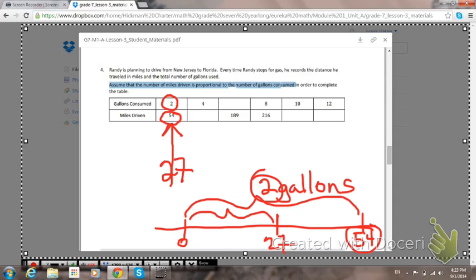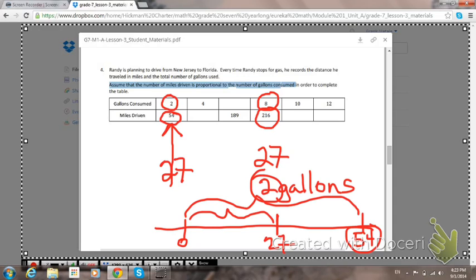If we did the division here, 216 divided by 8, we would get that same answer, 27. So in this case we are getting 27 miles per gallon, which is a decent fuel efficiency, I would say, depending on what you're driving these days. So again, if you filled in this chart, that's all they're asking you now.